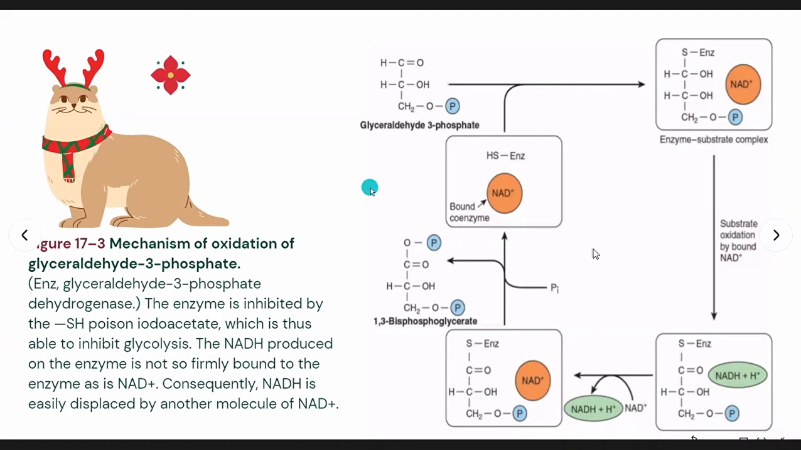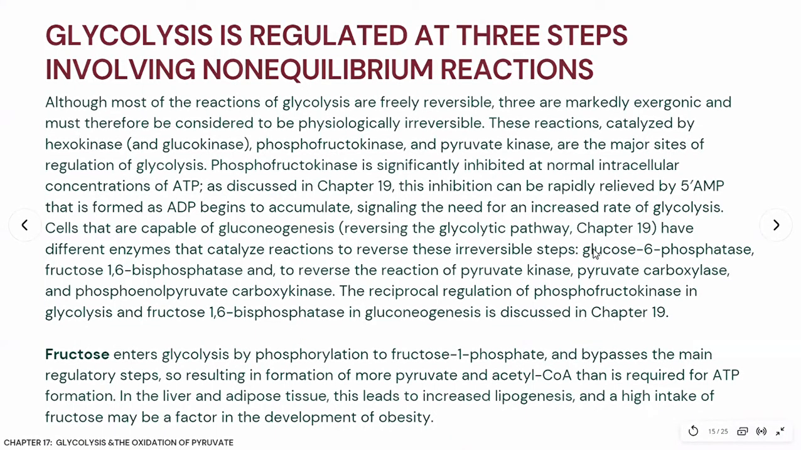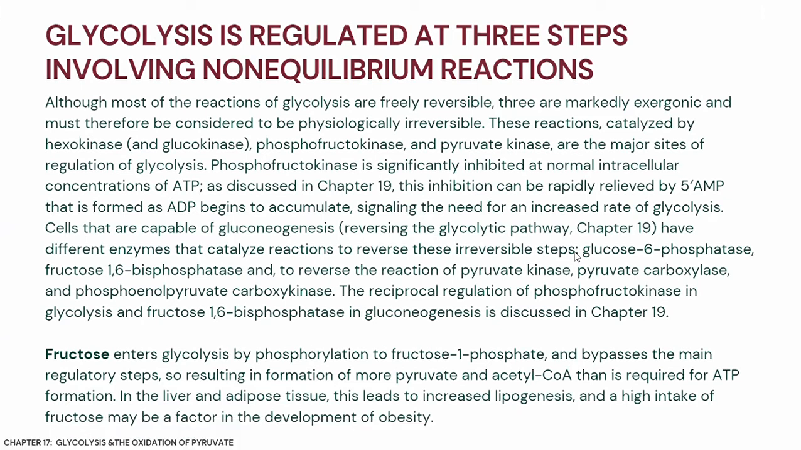Okay, let's continue. Tissues that function under hypoxic conditions produce lactic acid. Okay. Glycolysis is regulated at three steps. The three steps are the three reactions which are irreversible. And the first irreversible step is catalyzed by either hexokinase or glucokinase. The second is phosphofructokinase. And the third is pyruvate kinase.